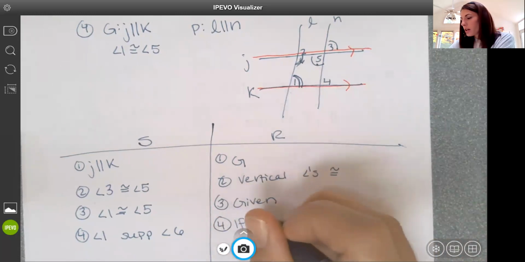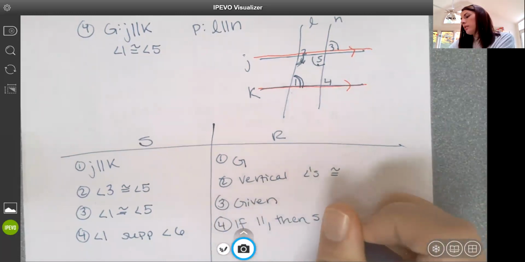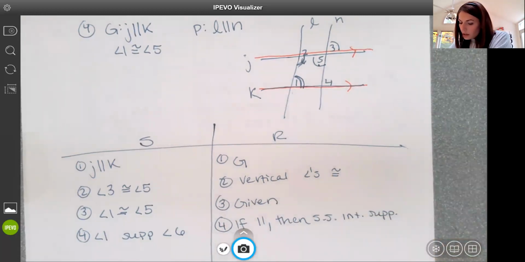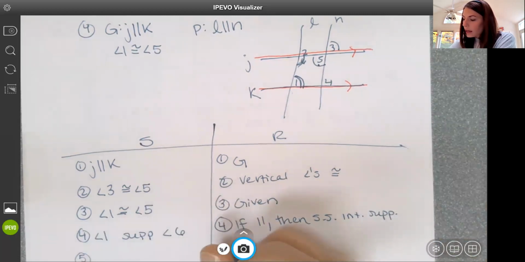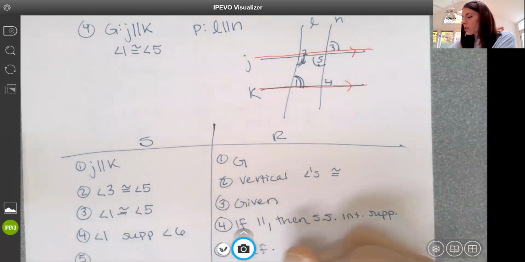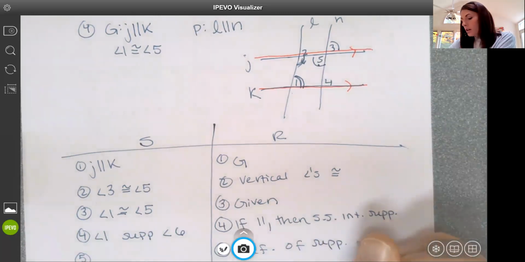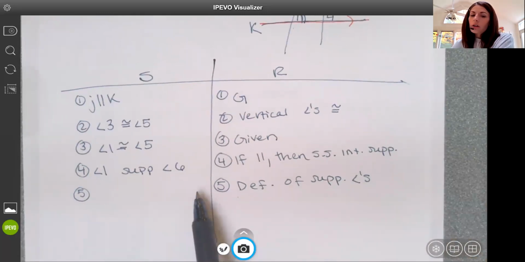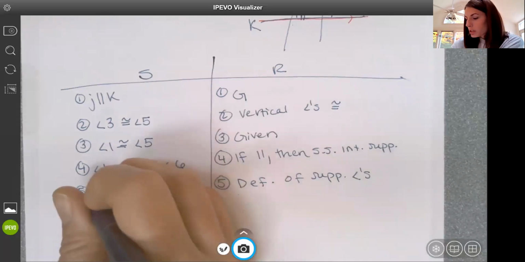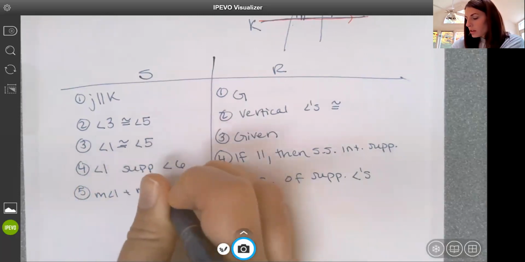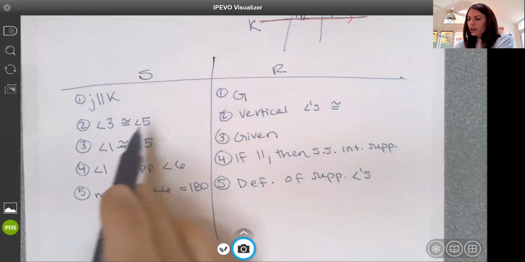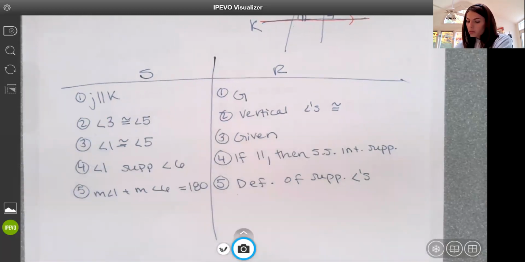So again, we can use that if-then. Well, if those lines are parallel, then same side interiors are supplementary. And then on 5, it filled in, it said definition of supplementary angles. That's what it had filled in, and it wanted you to write in here. So definition of supplementary angles means that those same side interiors add up to 180. Okay. So yeah, I don't even know why they gave us this because we don't end up using this with the steps that they provide.